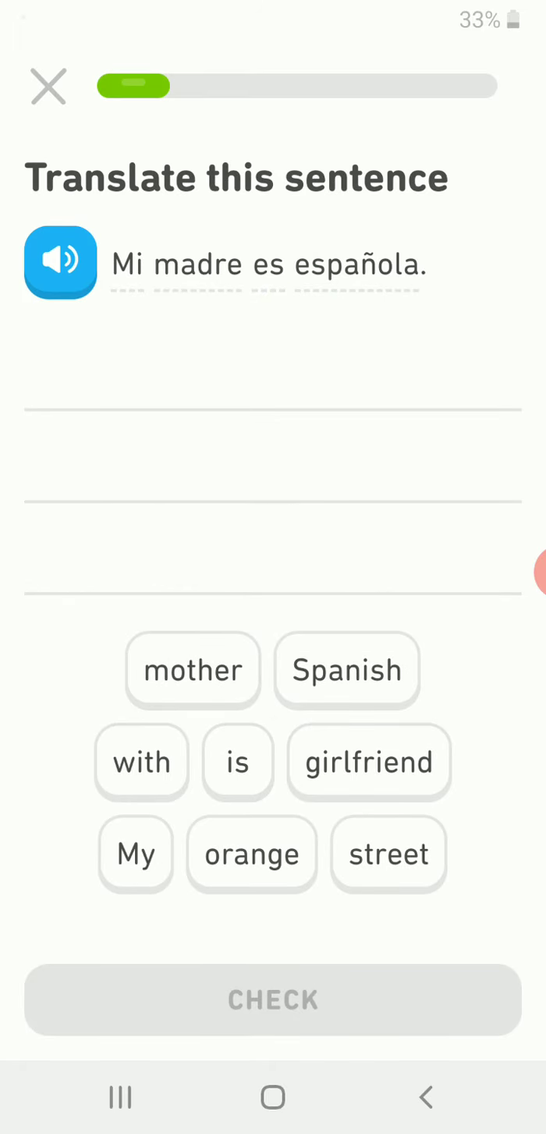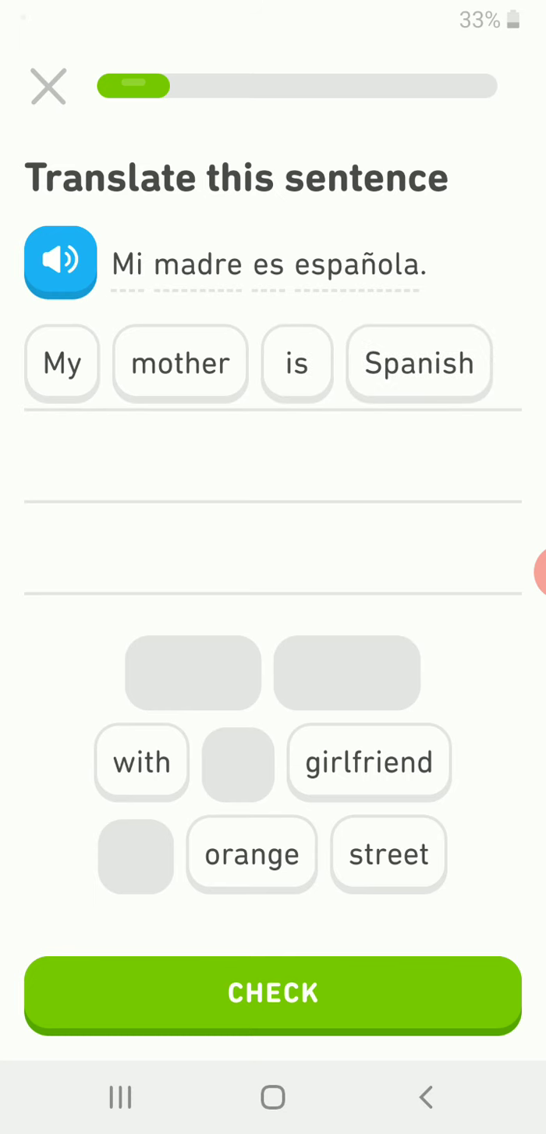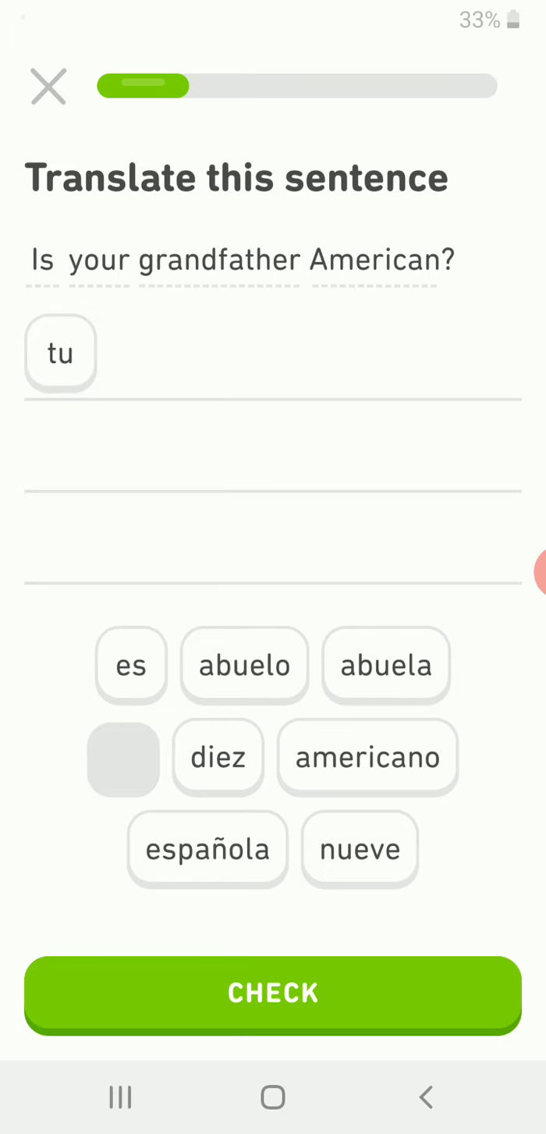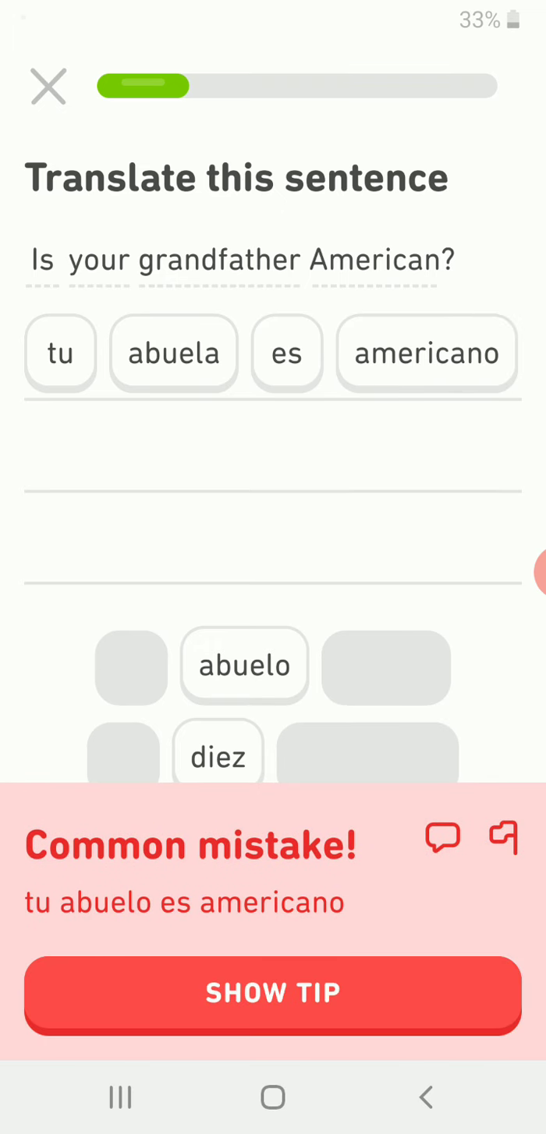Let's do it. Mi madre es española. So my mother is Spanish. And is your grandfather American? Tu abuela es americano. Americano. Oh, grandfather, it's abuelo. Why did I say abuela?